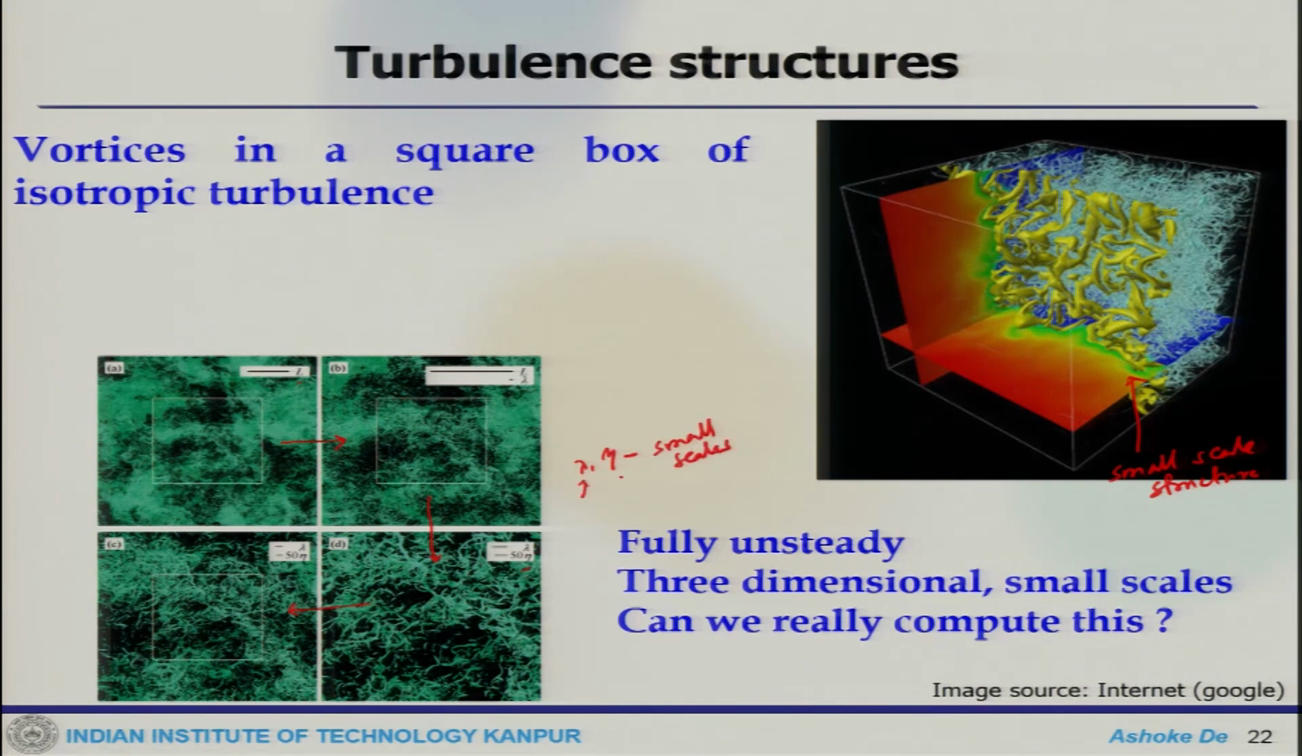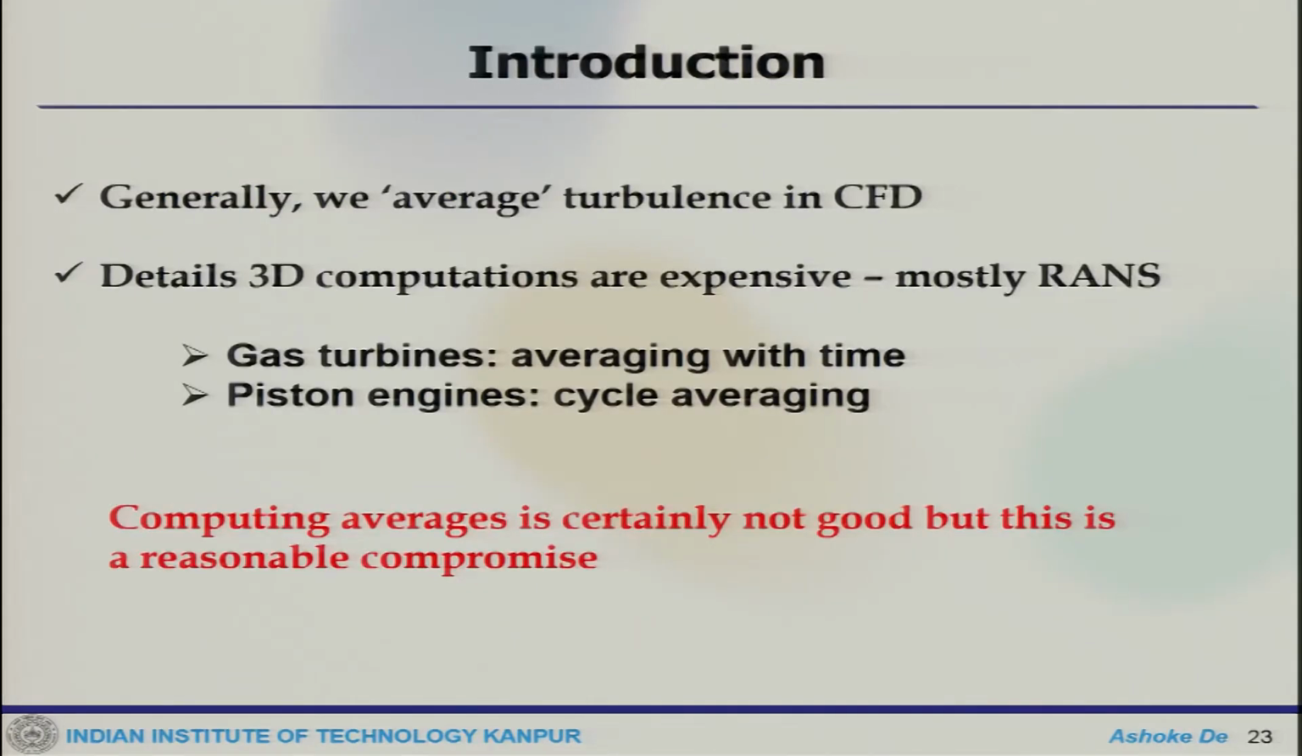This is the Taylor length scale, this is the Kolmogorov length scale, and the idea is that this is an isotropic box, and if you zoom in on these pictures, you can see it is quite unsteady in nature. This is truly 3-dimensional, and it has a lot of small scale structures. So, the question is, can we really compute this? It requires a sophisticated modeling technique, so one can handle this kind of situation.